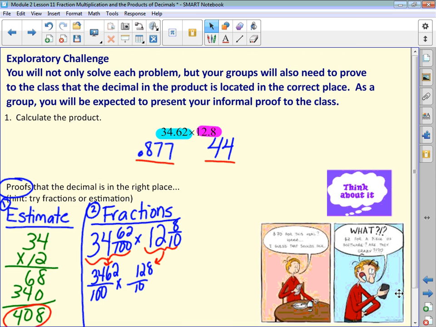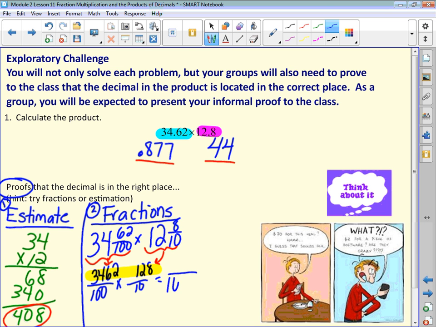I'm going to drop down and get my highlighter again. First, I have to... Alright, I'm going to multiply my numerators. Now, those are two big numbers. This is where it gets ugly. But we can do that. Go to your margin and multiply 3,462 times 128. Do that now.